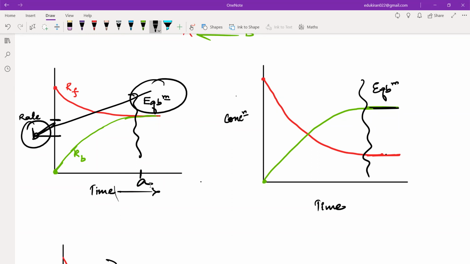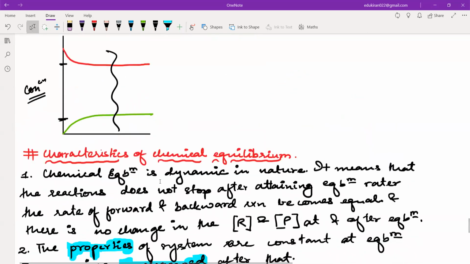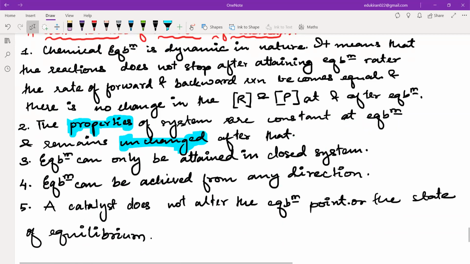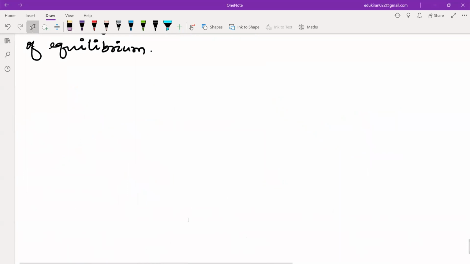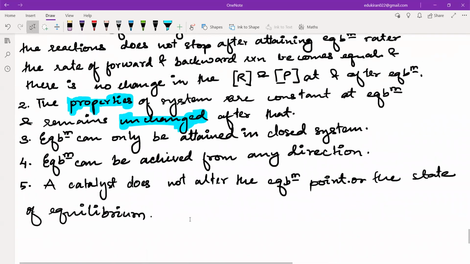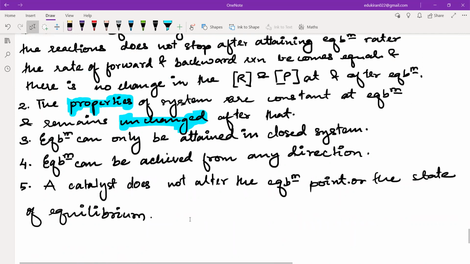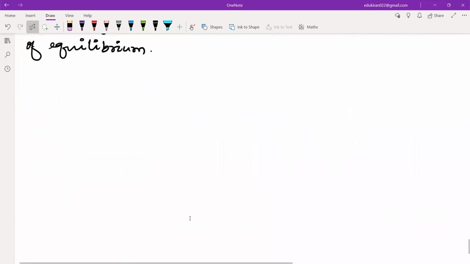Only the time in which the equilibrium has been achieved will be changing. And again, equilibrium is not concerned with time. You will get a whole chapter on time. That is chemical kinetics, how fast a particular reaction happens. But that is in 12th standard. Okay, so a catalyst does not alter the equilibrium point or the state of equilibrium. Now, let us talk about the rate of forward and the rate of backward reaction.